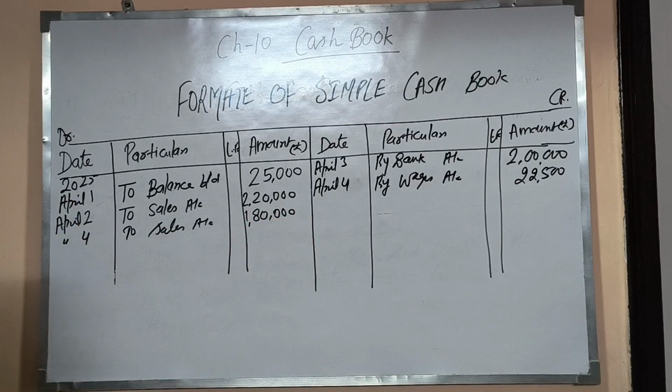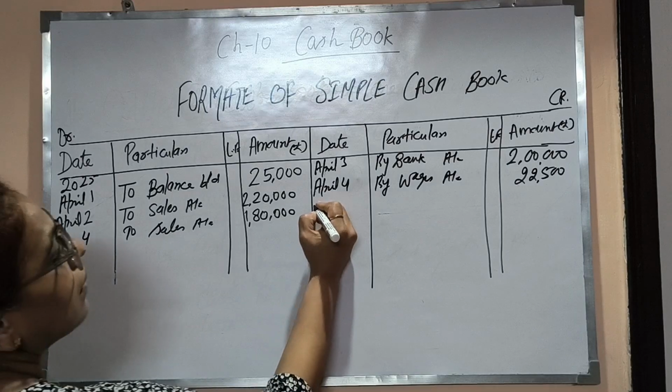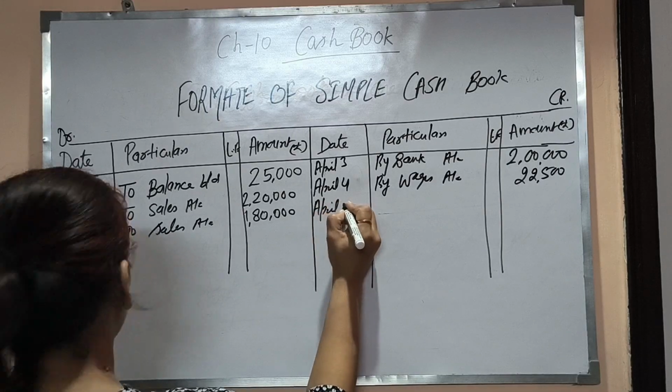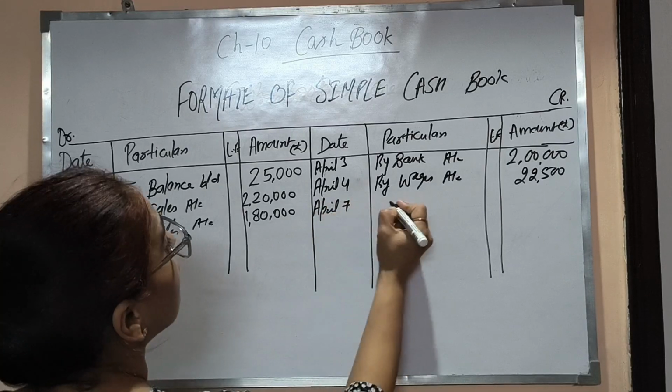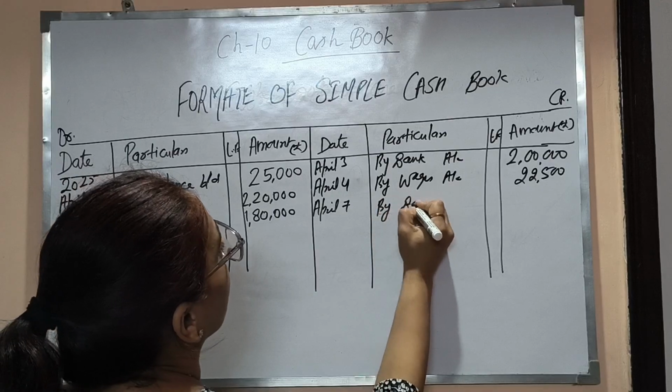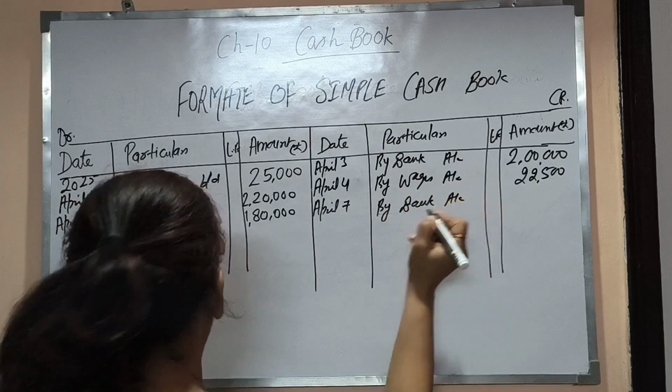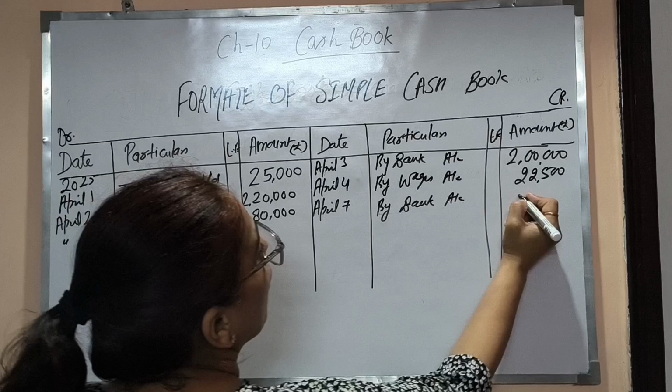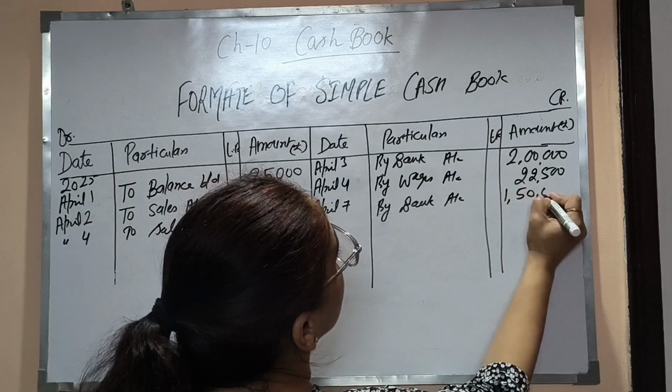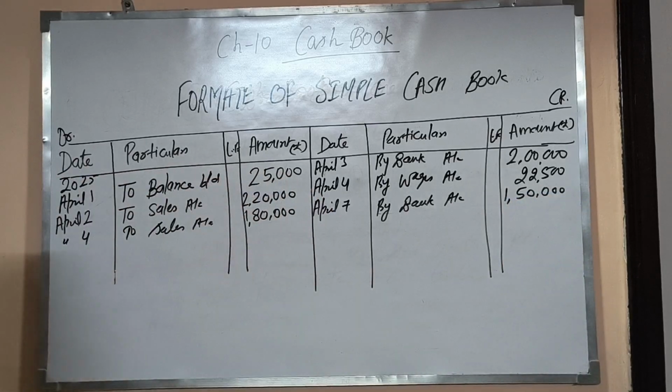Next is deposited cash into bank. Again, paid money into bank. Date is 7, by bank. Amount is 1,50,000. Next is paid cash to transporter against their bill for goods sold.